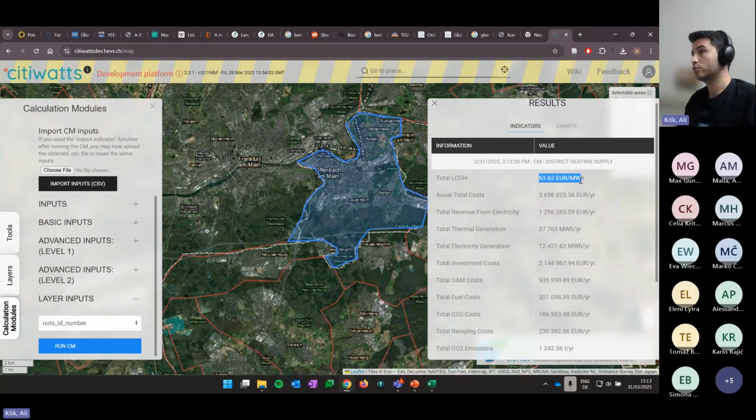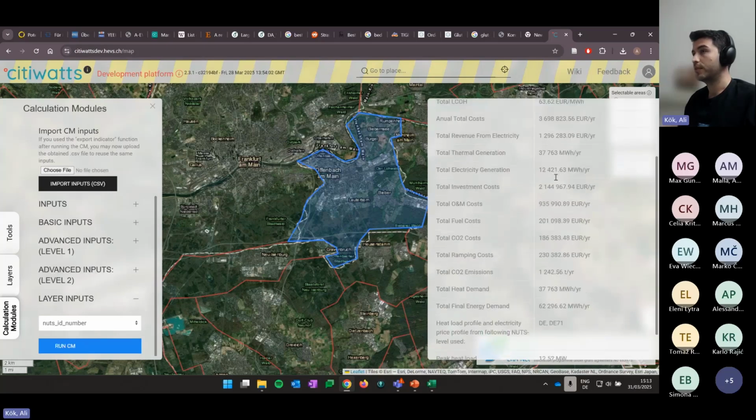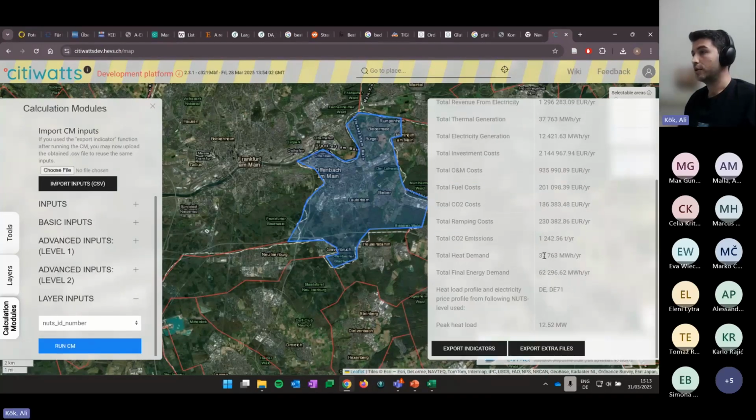So this is not pure cost. The revenues have been subtracted. So you see the total annual cost. You see the annual revenues from the electricity, how much heat has been generated, how much electricity has been generated, the different cost components, the emissions, what heat demand you use. This is an input. How much energy the fuel has used, which heat load profile and electricity profiles are used from these NUTS regions, and what is the peak demand.